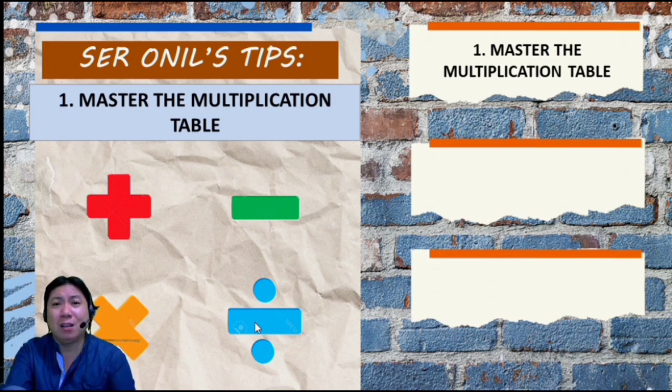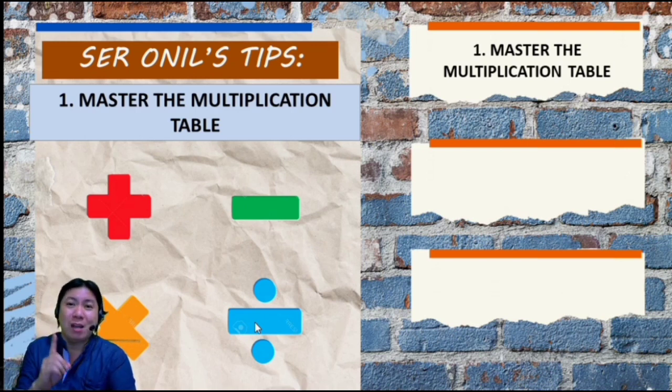Sila naman yung hindi mo mapaghihiwalay because they are very much related or connected to each other. If you're having a hard time with your multiplication table, for sure, mahihirapan ka rin sa division. And the same way, pagka-master mo naman yung multiplication table, mas malaki yung chance na talagang mas madadalian ka sa division. So, para mas madalian ka sa division, make sure that you master your multiplication table. And that is my tip number 1, master the multiplication table.